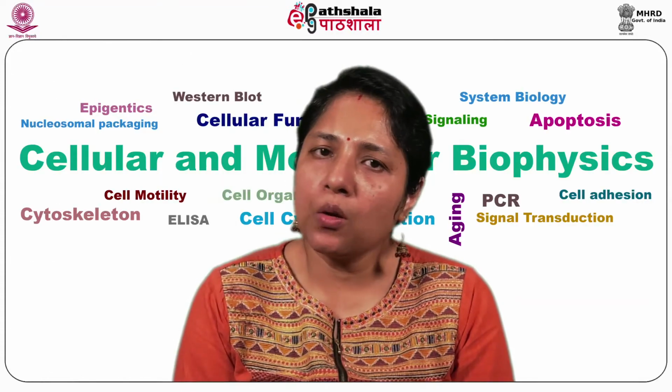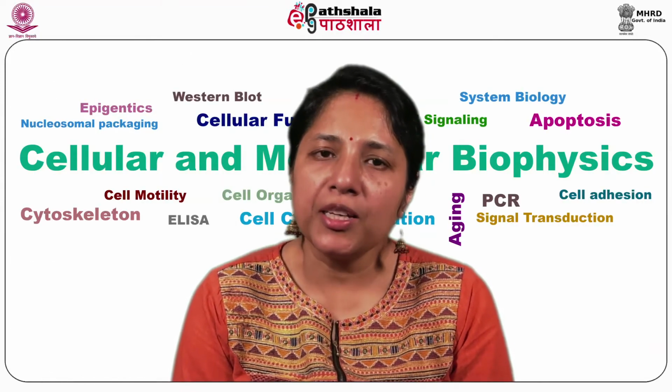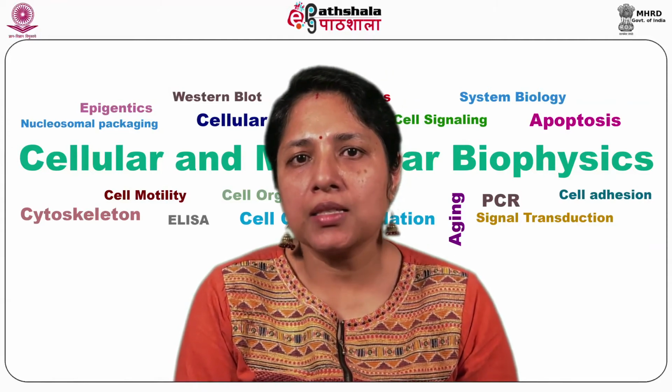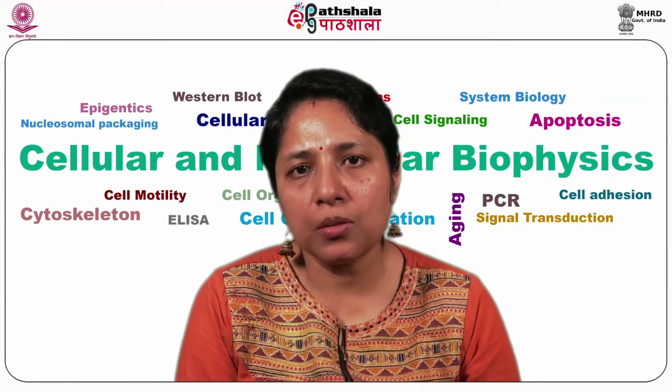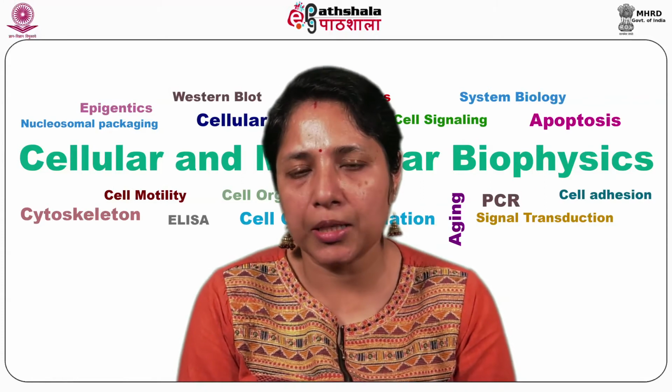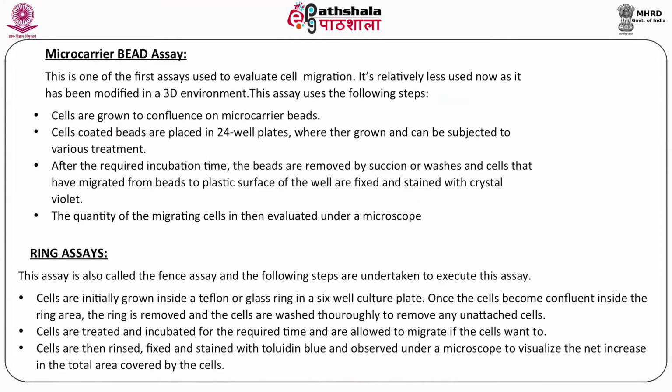Now after the required incubation time, the beads are removed by suction and washed, and the cells that have migrated from the beads to the plastic surface of the well are fixed and stained with crystal violet. The quantity of the migrated cells is then evaluated under a microscope. The third method is the ring assay.